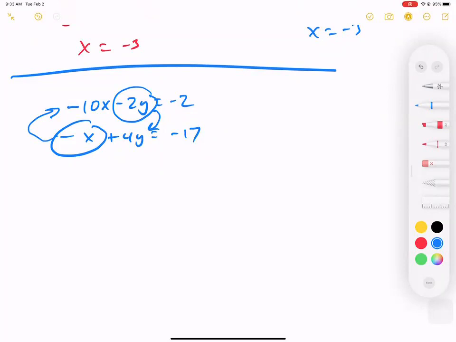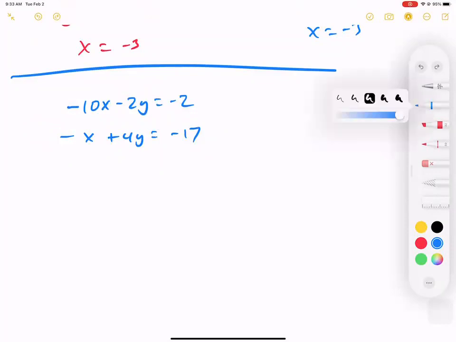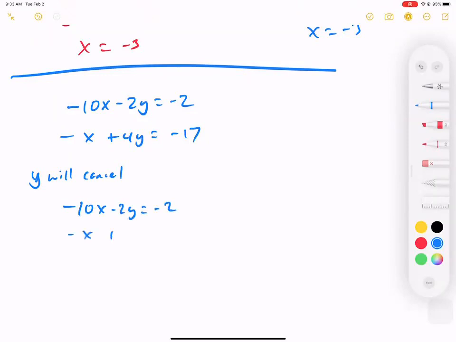Is it easier for me to multiply everyone by negative 10 to make this a positive, or is it easier to multiply everyone by just 2 to make that one into a 4? It's really up to you because they're both okay. Let me show you both versions. Let's change the y's first, so here the y's will cancel. I'm going to rewrite it one more time: negative 10x minus 2y equals negative 2, and negative x plus 4y equals negative 17. And then over here on my right, I'm going to say x will cancel.